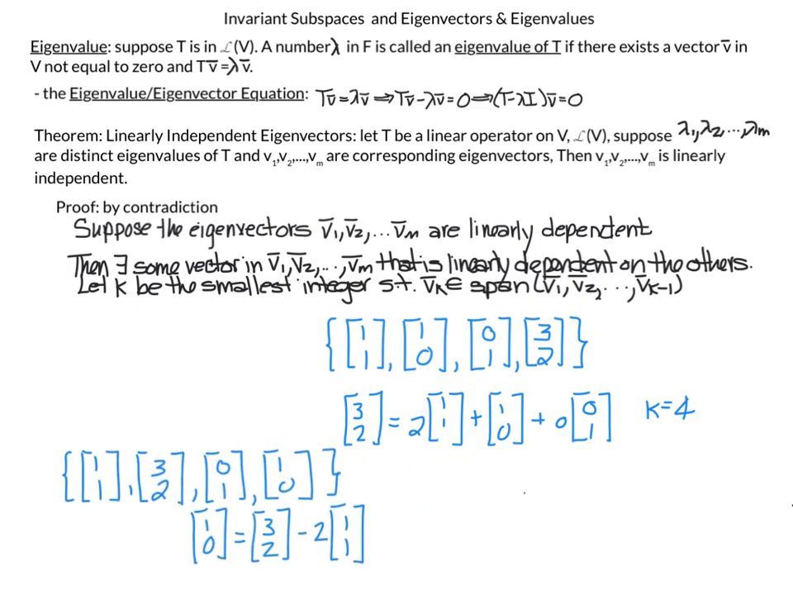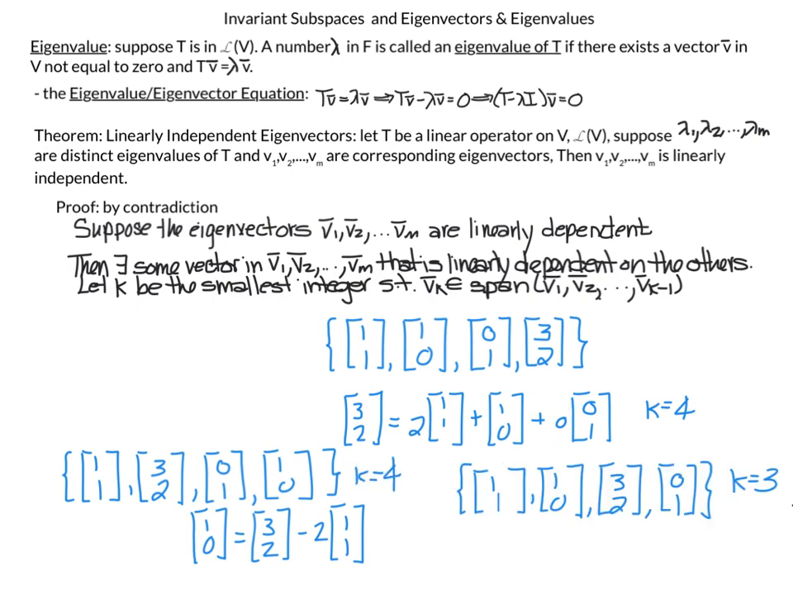And now I want to rearrange the order of these 2 vectors where one of these vectors has the 0 as our coefficient. If our set is now (1, 1), (1, 0), (3, 2), (0, 1), now since (3, 2) can be written as a linear combination of the previous 2 vectors as we did over here, our k is equal to 3. So it is true, depending on the order of vectors, you'll have different k's.